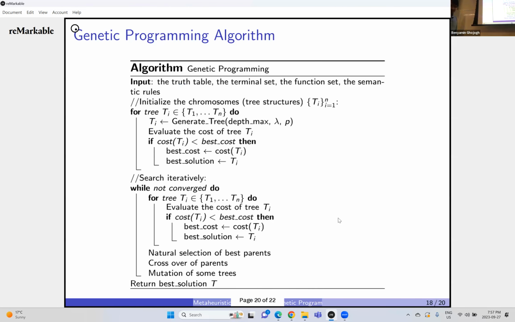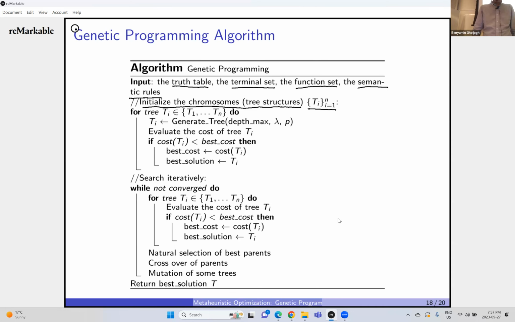Now the algorithm of genetic programming. So, of course, as the input, we have truth table. We have terminal set. We have function set. We have semantic rules. The truth table is also called dataset, right? And the dataset has both features and labels. So first off, we initialize the chromosomes or trees, tree structures. I denote them by Ti, where i goes from 1 to n. N here is the number of trees.